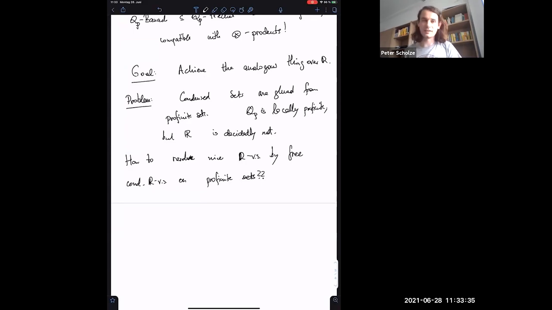Okay, so that's the problem you will run into, but let's first just try to naively redo over the real numbers what we did over the p-adic numbers. So here's the first naive try. Maybe not completely naive. First try for a theory of liquid vector spaces.